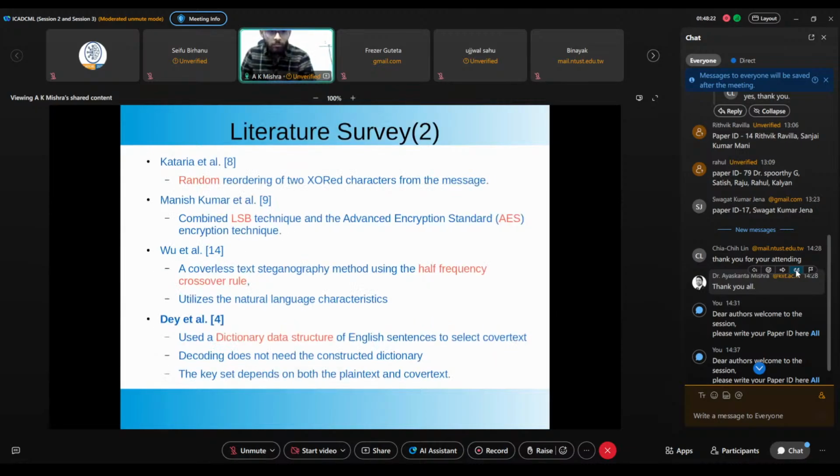And there was this work by DETL which drew our attention. Basically, it used a dictionary-based structure of English sentences to select cover text, and we have worked on it further in this paper. We will look at it in the further slides. So let's move on to the next slide.